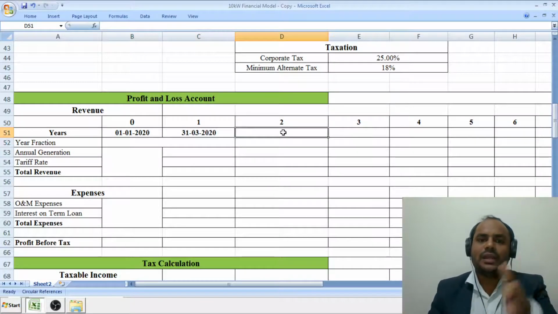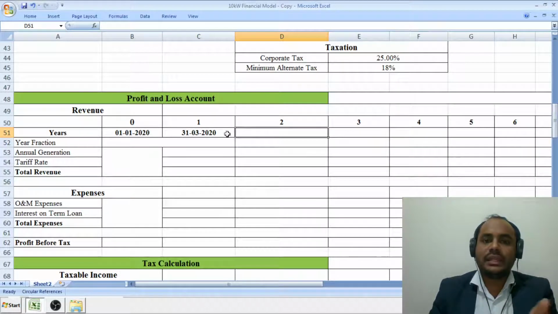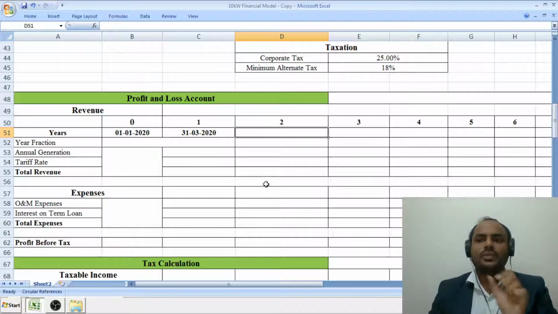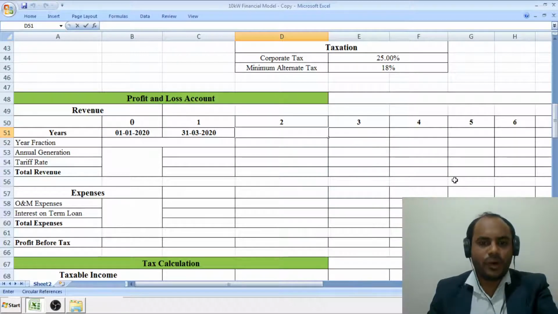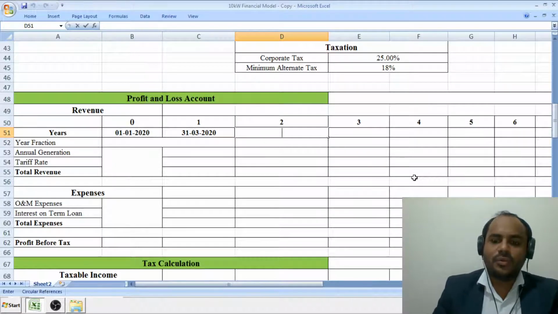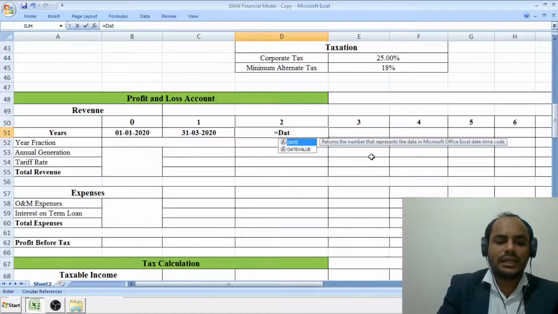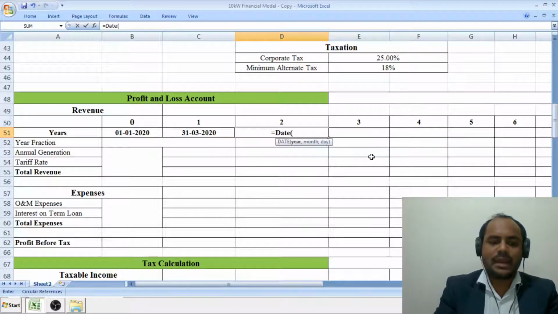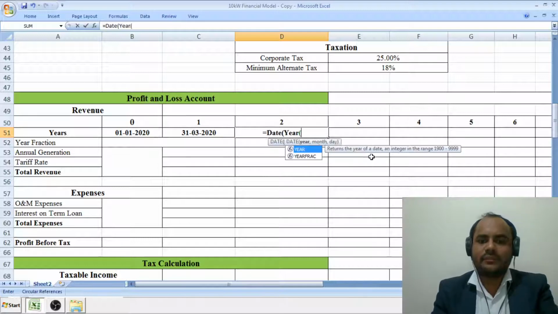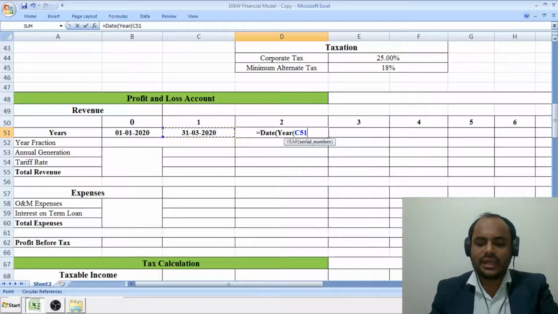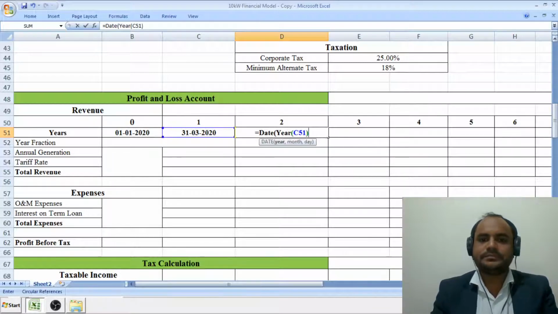Then we have to calculate the second financial year. For writing the date of the second financial year and displaying 31st of March 2021, 31st of March 2022 and so on, we use a formula. For writing the formula, we first write the equal to symbol. We are using the date function over here. In the date function, we have to mention the year from which we are taking the reference. Let's say this year we are taking the reference from the first financial year.